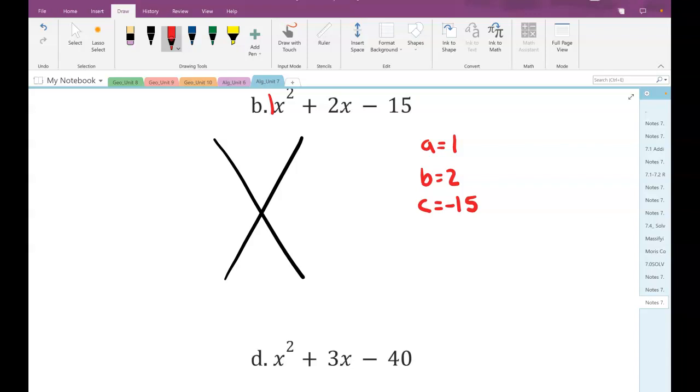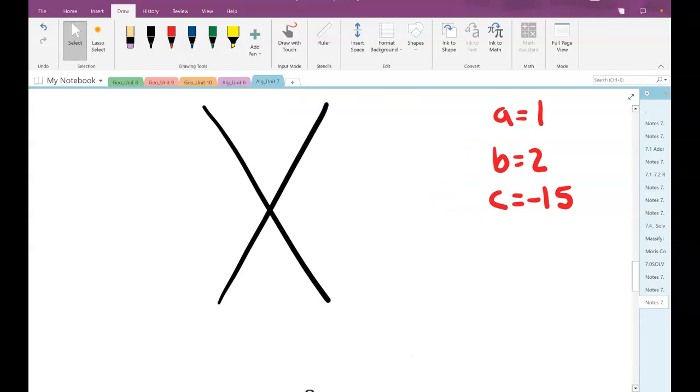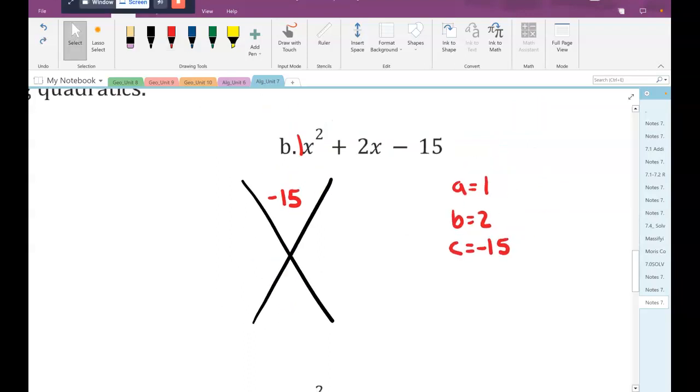All right, so what should go on the top of my X? Negative 15. What should go on the bottom? So down here. 2. Wow, so you guys are acting shy. I said, you said 2. Say it loud and proud.